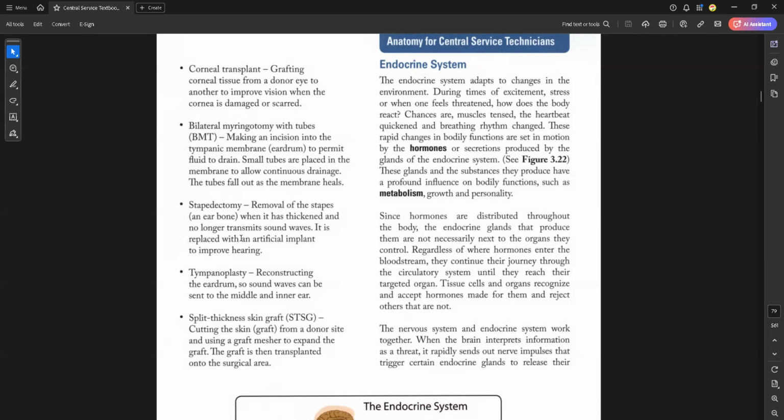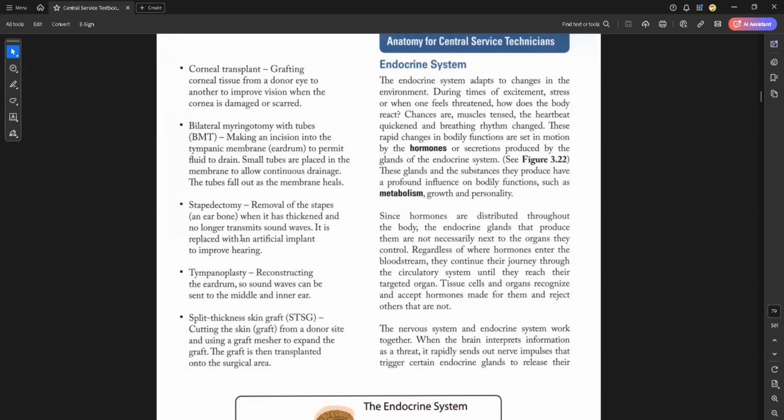The endocrine system adapts to changes in the environment. During times of excitement, stress, or when one feels threatened, how does the body react? Chances are muscles tense. Let's assume that there is a gunshot around you. Pow, pow, right now. Look at how your heart will be beating. You run. Your heart will be beating. Hormones will be secreted to calm you down. It's very, very interesting.